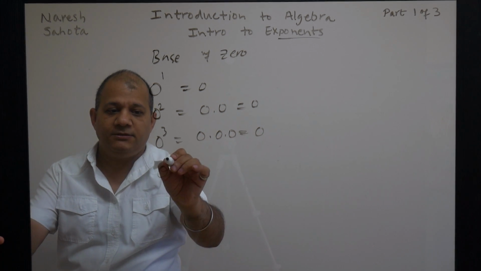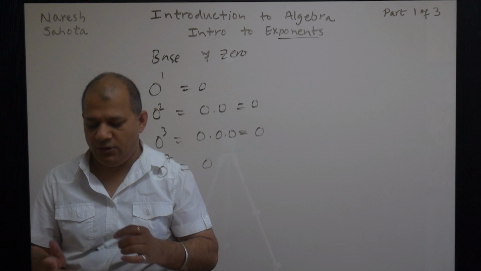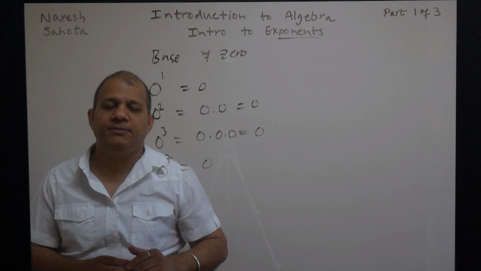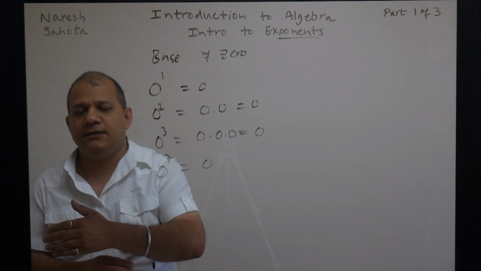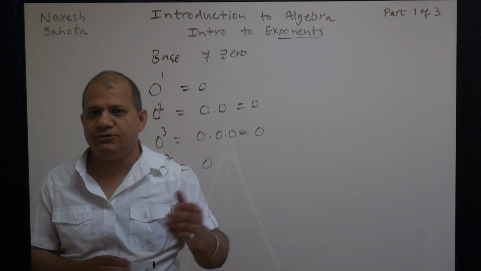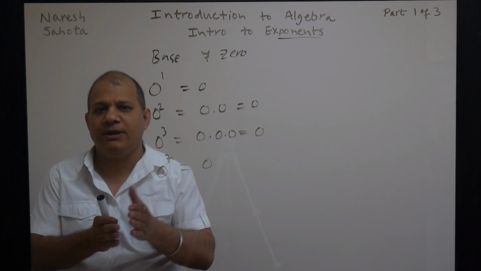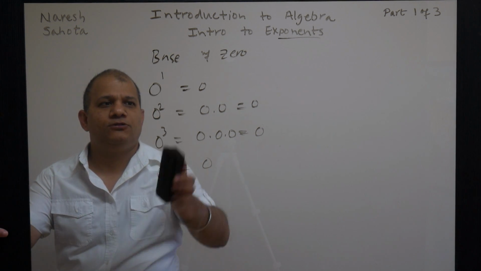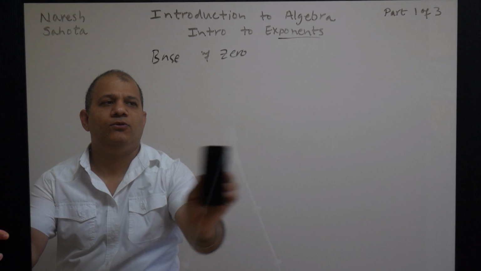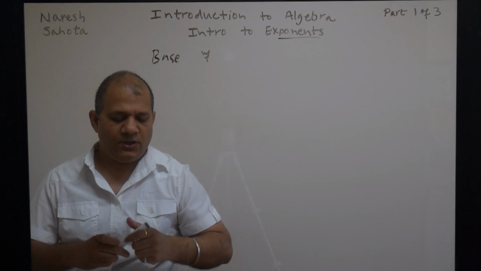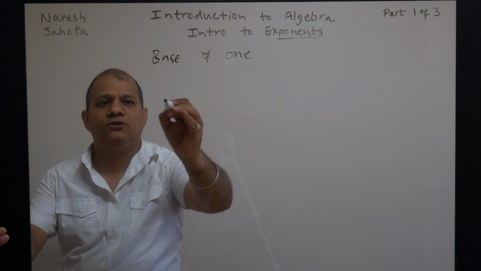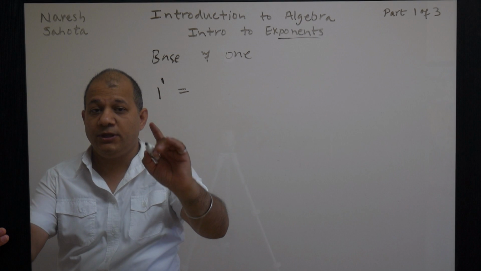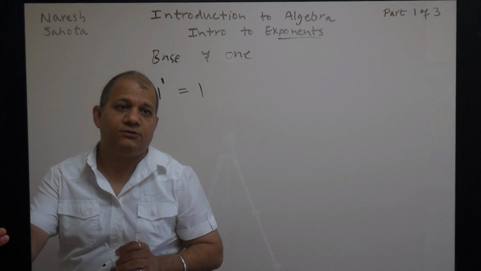And so you get the pattern. 0 to the 7 will still be 0. So when you have 0 raised to any exponent, the answer will always be 0, right? Because anything that you multiply with 0 gives you 0. So if you multiply 0 by itself, no matter how many times, it's going to give you a 0. Alright, so now what about a base of 1? Instead of 0, what about a base of 1? Okay, 1 raised to the exponent 1. We multiply 1 only once, so that means you just copy it, right? So it's 1.